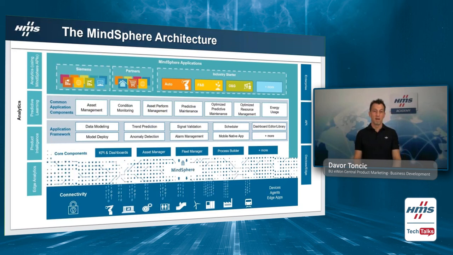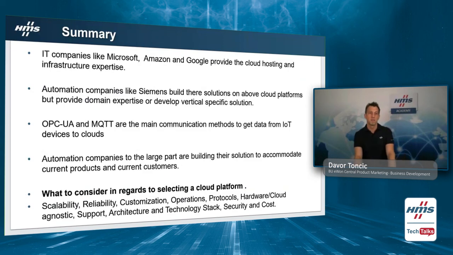So I would like to finish up this presentation here with the point that the IT companies today, such as Microsoft, Amazon, and Google, are providing the majority of the cloud hosting today and the infrastructure expertise. Then you have companies like Siemens within the automation industry, which are building their applications on top of the Amazon, Google, and Microsoft platforms to then be able to offer various types of services. So they are offering the domain expertise, and they are also developing maybe specific vertical market solutions.